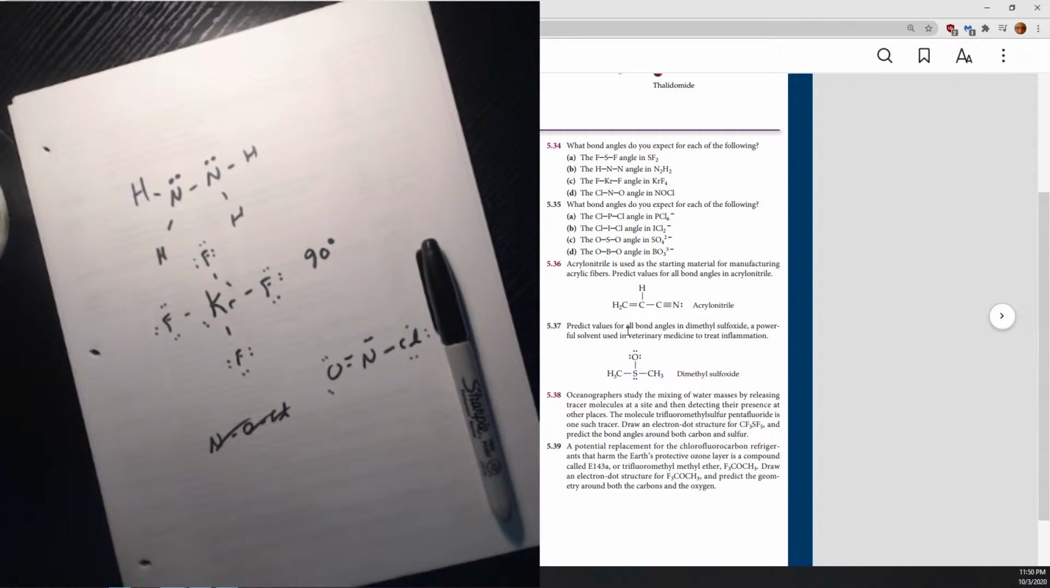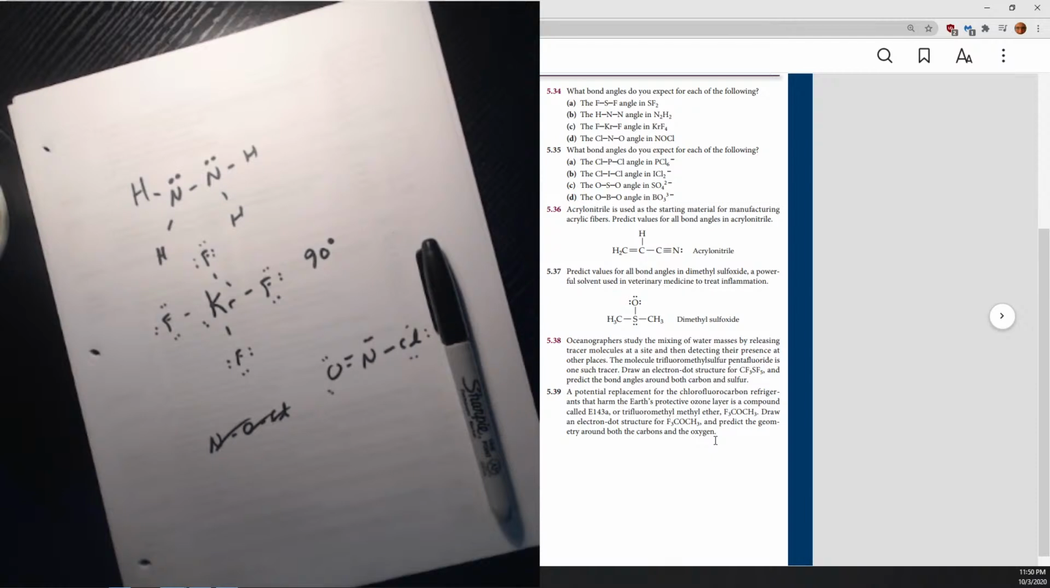Hydrogen-carbon-carbon is going to be a little greater than 120, because, like I said, the double bond takes up more space, so that makes that angle bigger. Carbon-carbon-hydrogen going to the middle, again, that's going to be bigger than 120. Hydrogen-carbon-carbon going in the other direction is going to be less than 120. Carbon-carbon-nitrogen is linear, because this triple bond, this carbon in the middle just has 2 things, so it's linear.